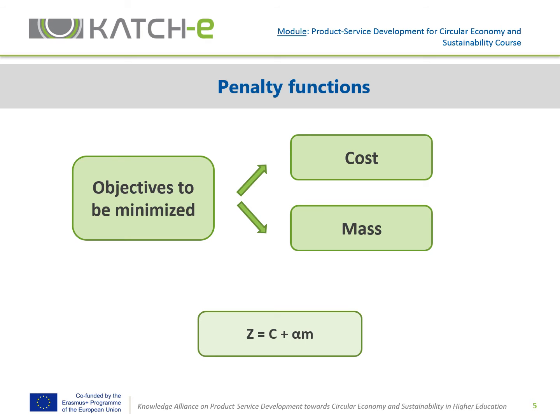Penalty functions. The penalty function considers the case in which one of the objectives to be minimized is cost and the other is mass. The equation shown can be used taking into account that C represents the cost in dollars and M the mass in kilograms of a given product or material.